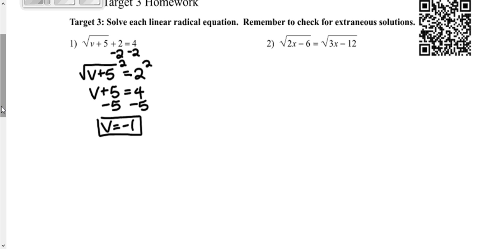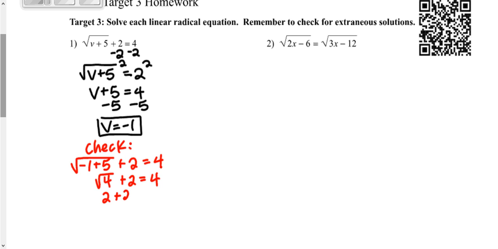Before we can finish this problem, we do have to check our work. That is part of the process here in Target 3. So plugging that back into the original problem, and let's make sure this is a true statement. So negative 1 plus 5 is 4, so the square root of 4 plus 2 should equal 4. Square root of 4 is 2. 2 plus 2 does equal 4. So that's all good there on number 1.